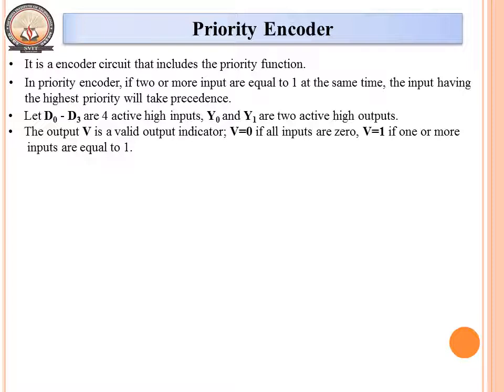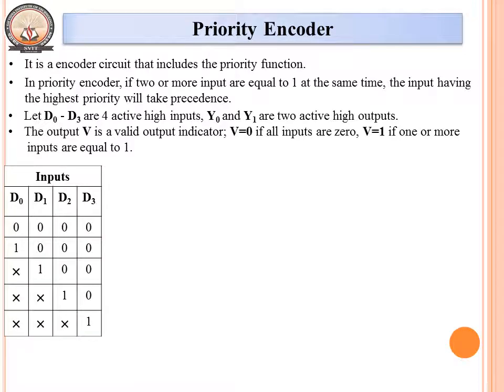When all the inputs are 0, the V value will be 0. If any one input is activated, the V value will become 1. That can be seen in this particular truth table. As I told you, we have taken 4 inputs, D0, D1, D2, D3, and 2 outputs with respect to the encoder, and an additional output, the valid output V.